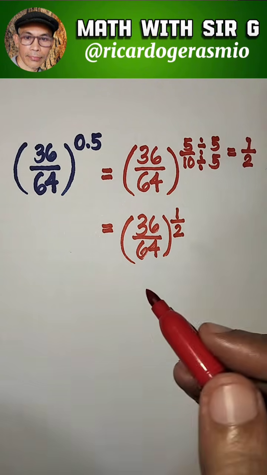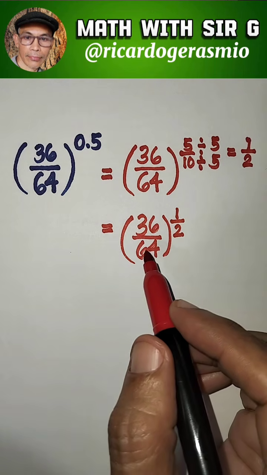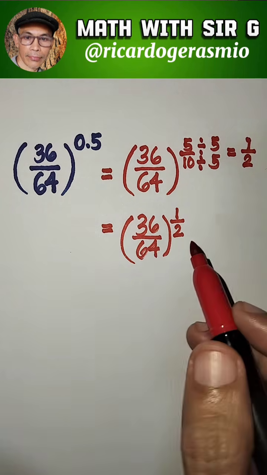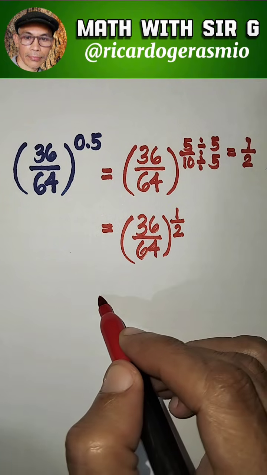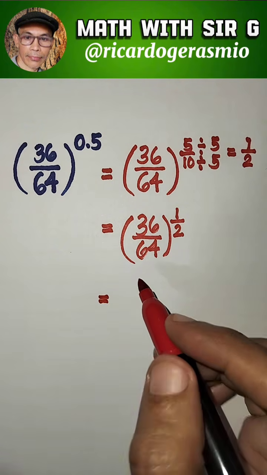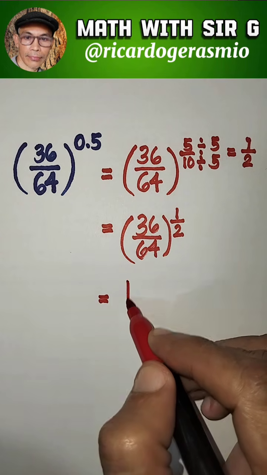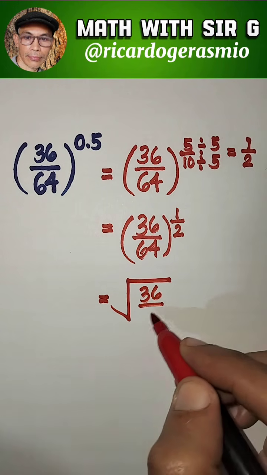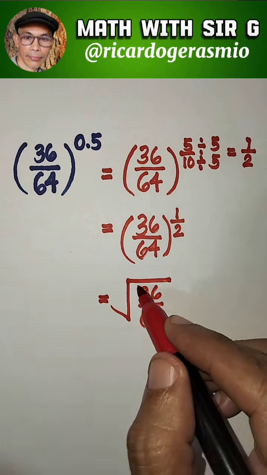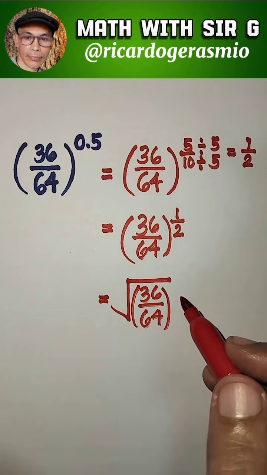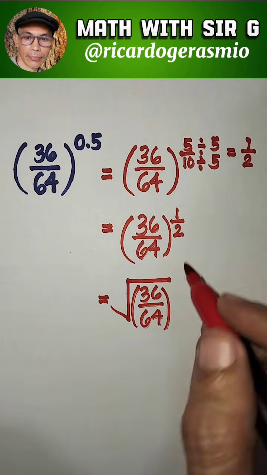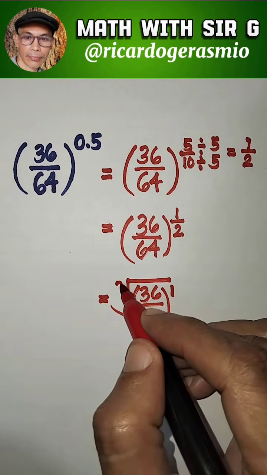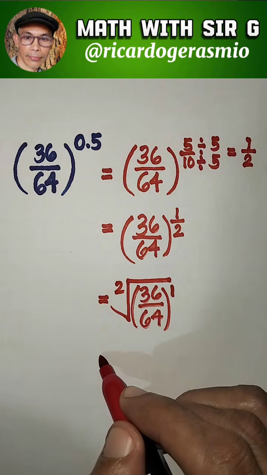Okay, guys. So next step is we need to get the square root of 36 over 64. So we need to put 36 over 64 into a radical sign. So we have 36 over 64. So put it inside the parenthesis, because the numerator 1 is our exponent here, and the denominator 2 will be our index here. Okay, guys.